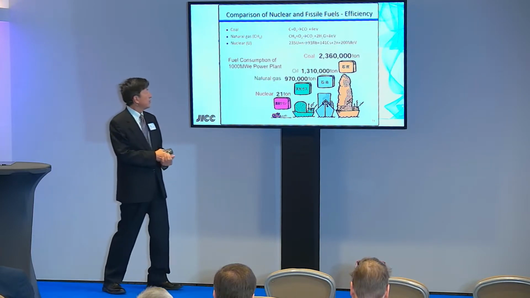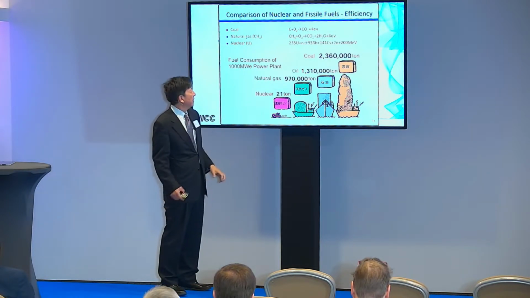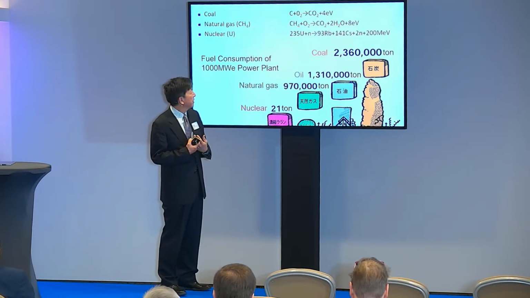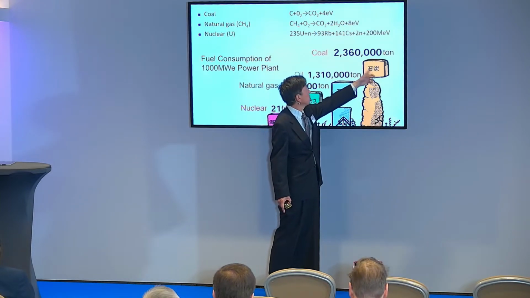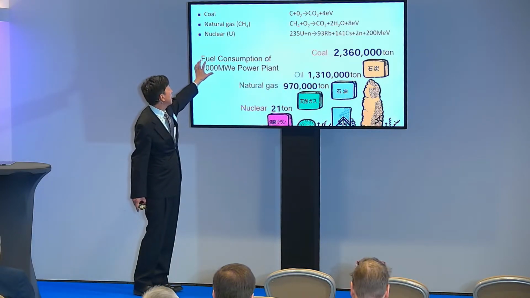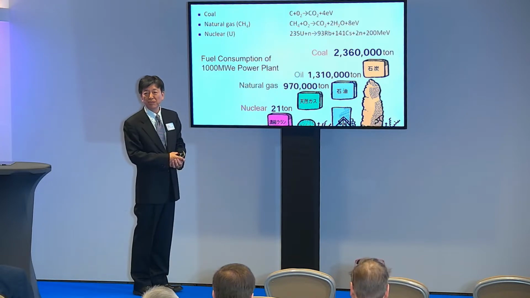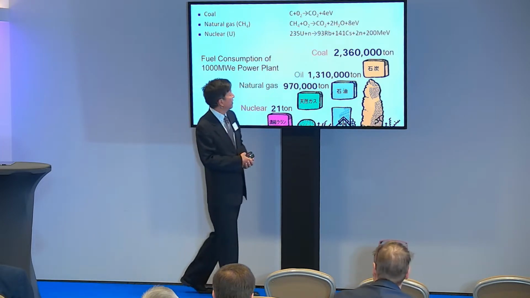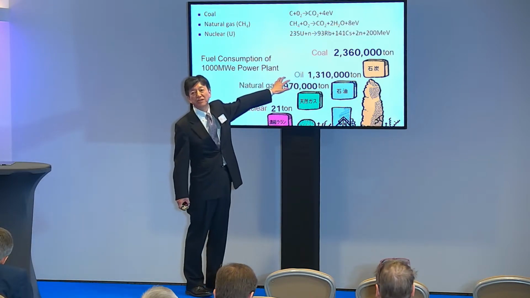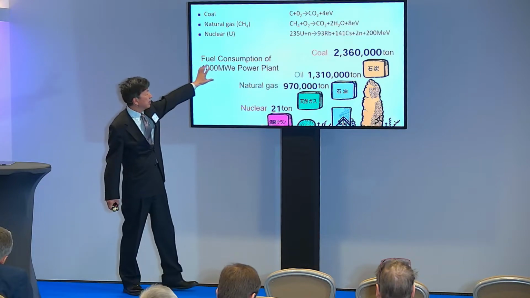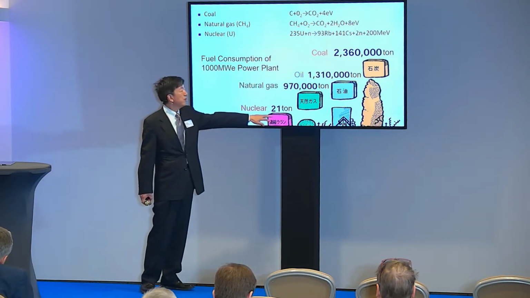So when we have the 1,000 megawatt electricity power plant, how much resources are needed? First of all, coal, 360,000 tons for the 1,000 megawatt electric power plant. This is a typical medium to large scale nuclear power plant. How about the oil? 1,310,000 tons of oil is necessary for the power plant. Natural gas, about 1 million tons, right? How about the nuclear? 21 tons.